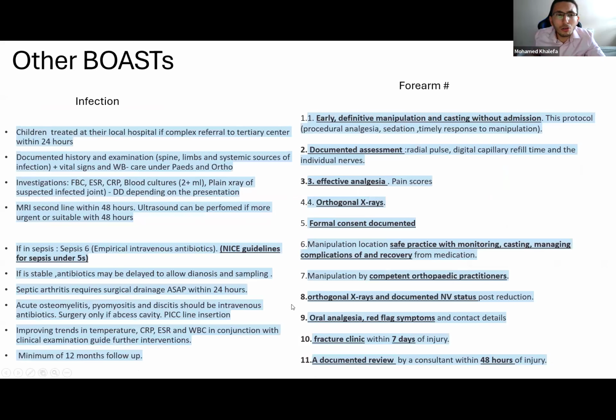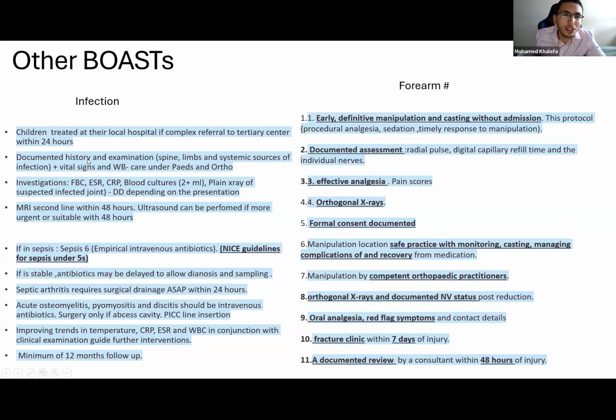There are other two topics with children. One is about infection. You will get it probably in a limping child, or a child who has got some sort of infection. And there is one which is a bit new about forearm fracture, how to reduce them and manage them. So again, if it's a child, ideally, they should be treated in the hospital near them. But if it's a complex case, it might need to be referred to a tertiary center within 24 hours. But they will present to your local hospital.